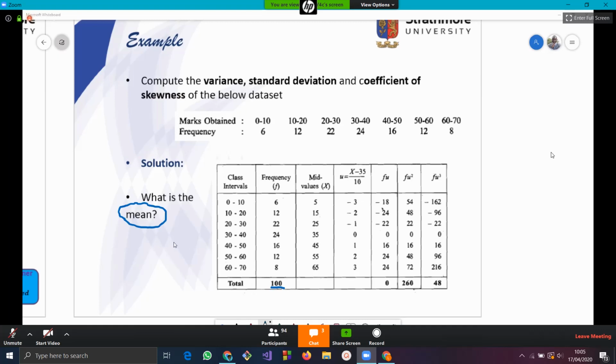Anyone who is good at working faster, who has found a value? 35. Very good. The value is 35. So the mean is 35.